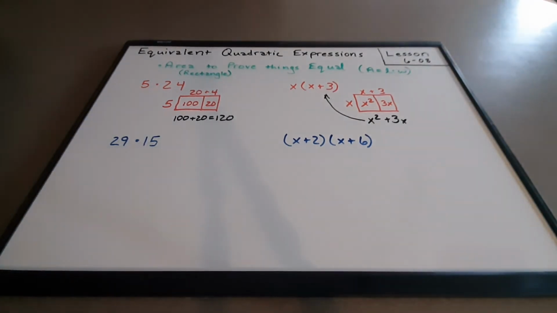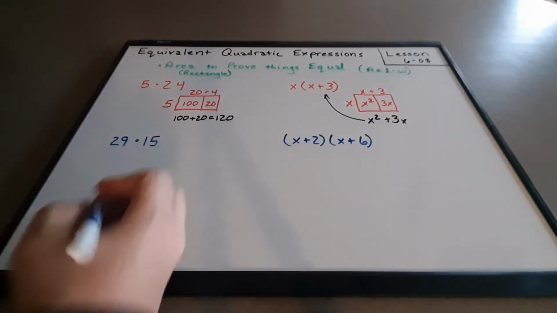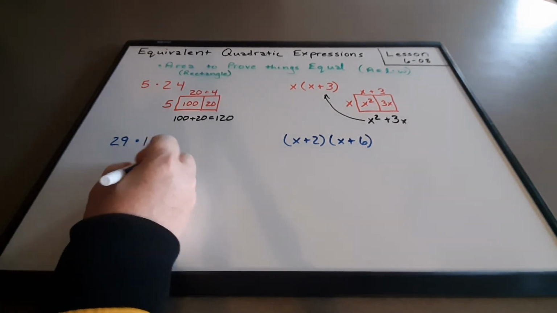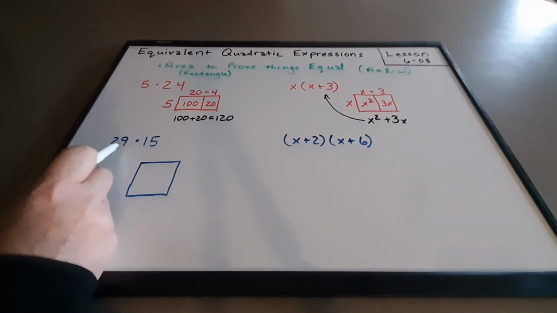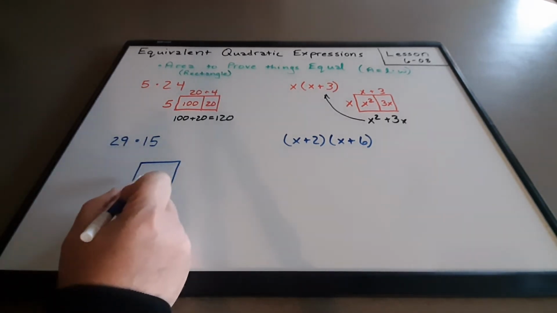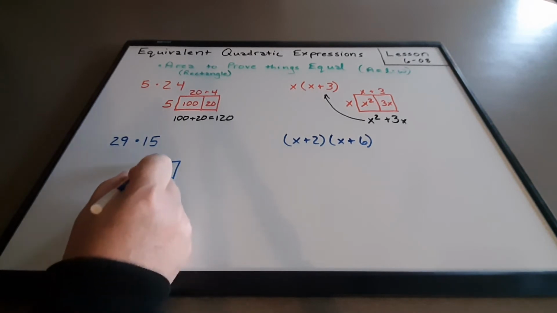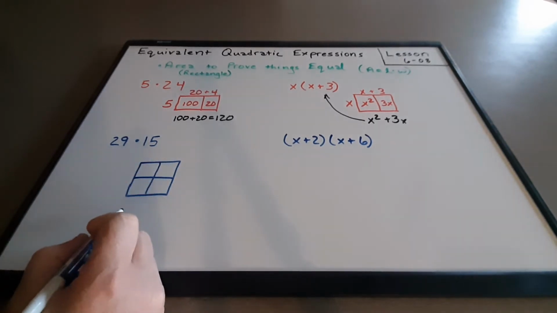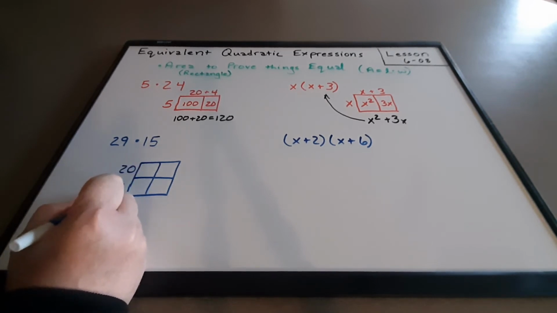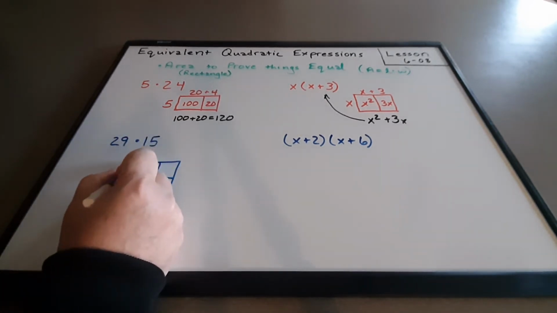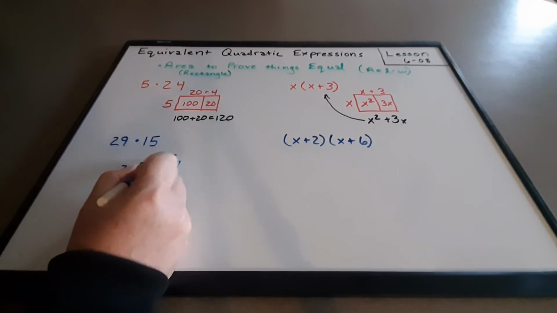Okay, let's look at a little bit tougher problem. So we'll start again with just basic multiplication. We're going to create our rectangle. This time, because we have two two-digit numbers, we're going to split both sides into two parts. 29, we're going to split into 20 and 9. 15, we're going to split into 10 and 5.